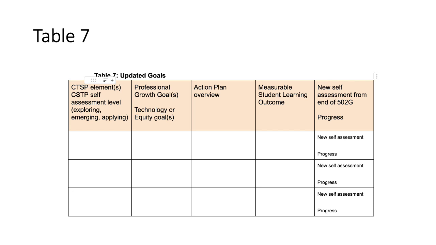Table 7 looks pretty similar to Table 2 that you completed in the first semester of the program, so you'll copy and paste the first 4 columns from Table 2. You'll complete the first part of Column 4 from your CSTP self-assessment that you completed at the end of 502G. In consultation with your mentor and administrator, which is optional, decide if the goals from Column 2 have been met or you should continue with them with this semester's work. Make sure you add the date you completed this table to Table 1.